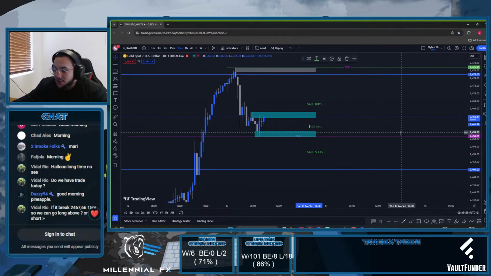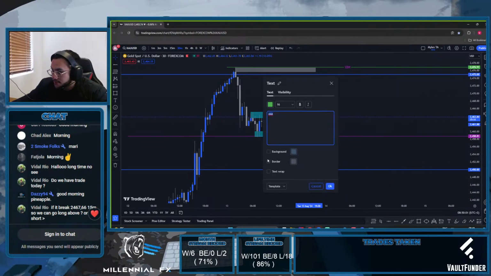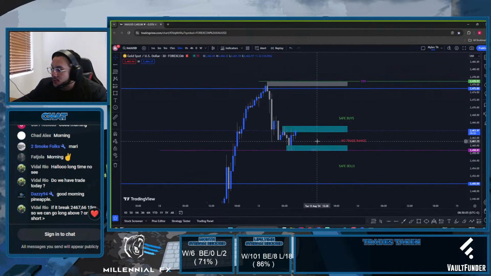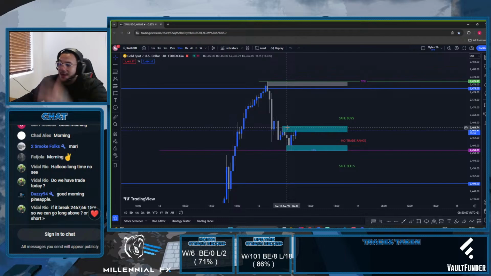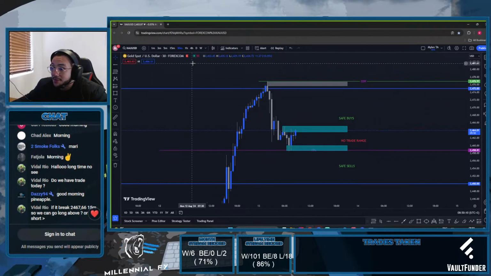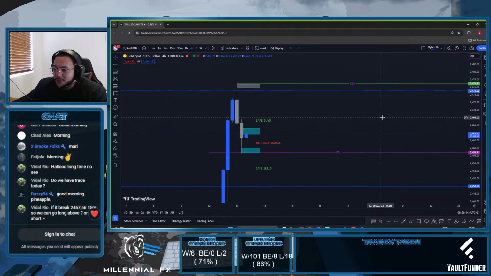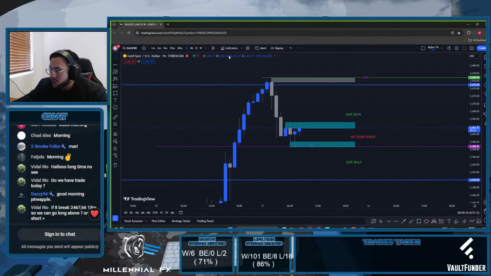Within that zone itself, it's going to be a no trade range, just because price is accumulating liquidity at this point. So that is my analysis on gold. That is what I'm seeing this morning. Drop a W in the chat if you understand what I'm talking about, if it makes sense. If not, feel free to ask questions.